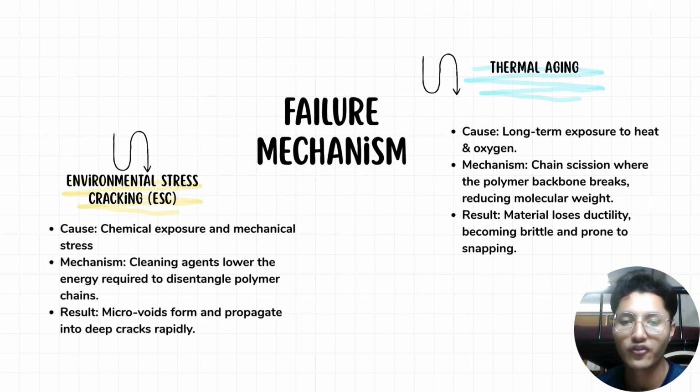Next is polymer failure mode. First is thermal aging, which is caused by long-term exposure to heat and oxygen. The mechanism is chain scission, where the polymer backbone breaks, reducing molecular weight. As a result, the material loses ductility, becoming brittle and prone to snapping. Secondly is environmental stress cracking. This is caused by chemical exposure and mechanical stress. The cleaning agent lowers the energy required to disentangle polymer chains. As a result, microvoids form and propagate into deep cracks rapidly.